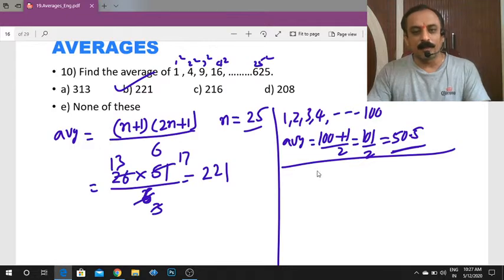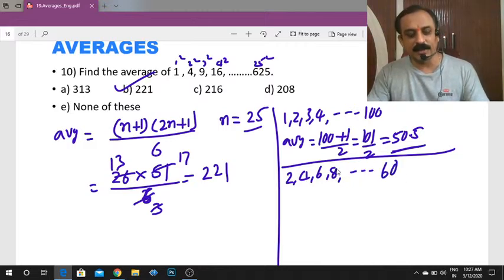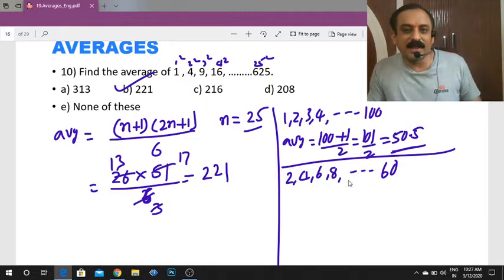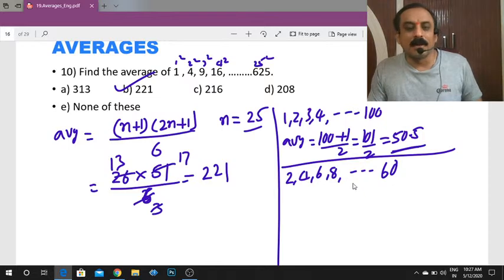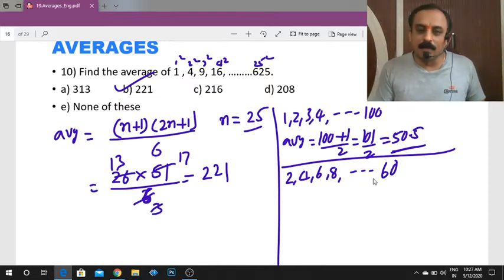Now one more question. What is the average of 2, 4, 6, 8, dash, dash, dash, 60? These all are even numbers. The average of first n even numbers is equal to n plus 1. But here what is n? n means the number of observations. But the simple formula, please take which one?